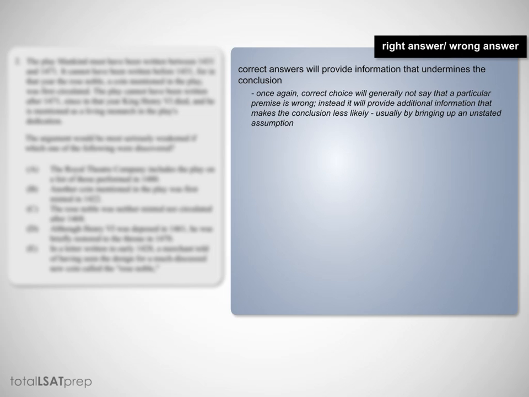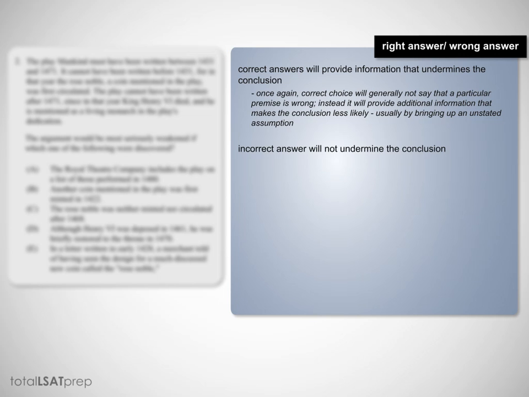Now, in terms of the characteristics of right and wrong answers, correct answers will provide information that undermines the conclusion. Once again, the correct choice will generally not say that a particular premise is wrong. Instead, it'll provide additional information that makes that conclusion less likely, usually by attacking an unstated assumption. The incorrect answers will not undermine the conclusion.